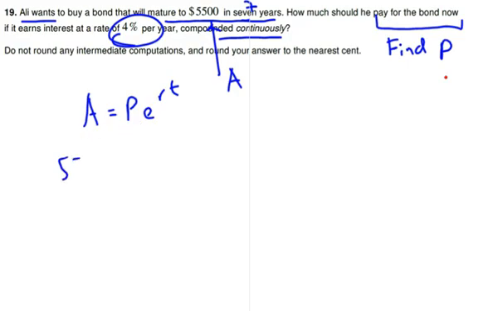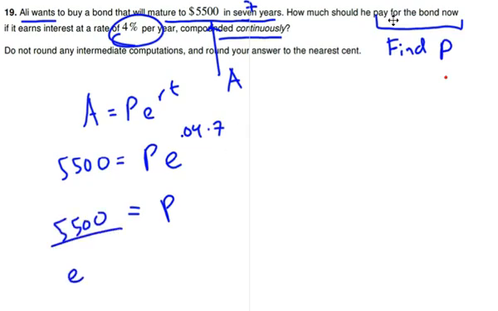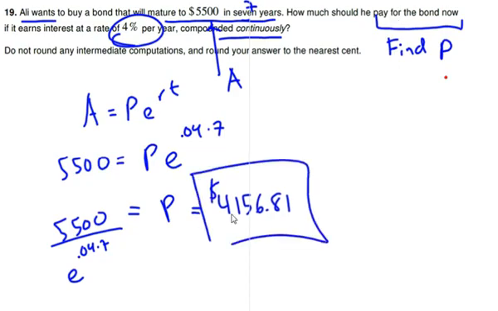So we've got the same formula, A equals Pe^(rt). So final amount is 5,500. Initial amount we don't know is P. We know the r, 0.04. We know the time period is 7. So P is going to be that 5,500 divided by, so we can just divide both sides by that e to the 0.04 times 7. I can type all that in the calculator. No big deal. He's going to need $4,156.81 right now if he wants to have the 5,500.